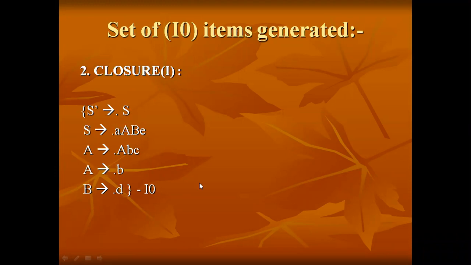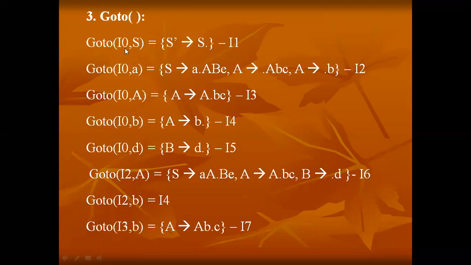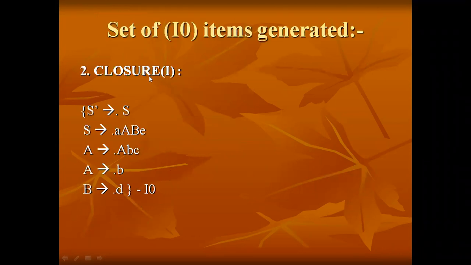Now after performing the goto function with I naught comma S, this is after processing. How does the production rule look now? S dash tends to S dot. What does it mean? The dot moves forward when I perform the goto function for the symbol S, right? Because initially from I naught it is dot S, and after the dot I have the symbol S.